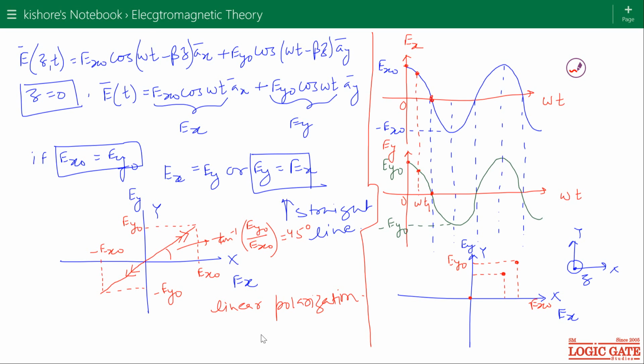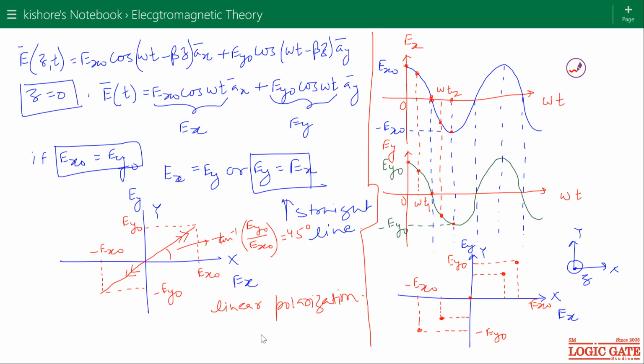Now if I go beyond pi by 2, or for omega t2, Ex is negative and Ey is also negative, and both the values are equal. So resulting point will be somewhere here. And for omega t equal to pi, Ex is minus Ex0 and Ey is minus Ey0. So resultant point will be somewhere here. This is minus Ex0 and this point is minus Ey0.